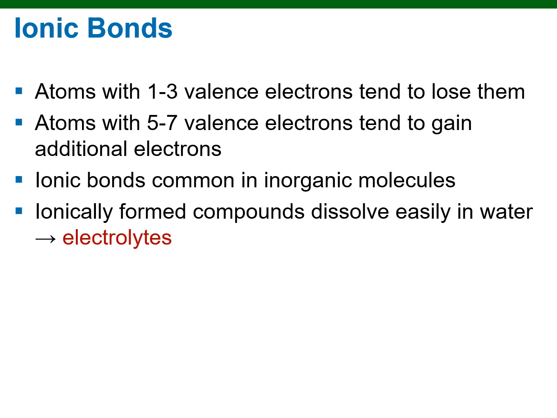In the first 2 points, we see that atoms with few valence electrons will tend to lose them in order to gain stability. And on the second point here, we see that atoms that have almost 8 electrons, when we think about the octet rule, for instance, will tend to gain electrons to get to that magic number 8. Ionic bonds are said to be common in inorganic molecules. An example of an inorganic molecule would be sodium chloride, otherwise known as table salt.